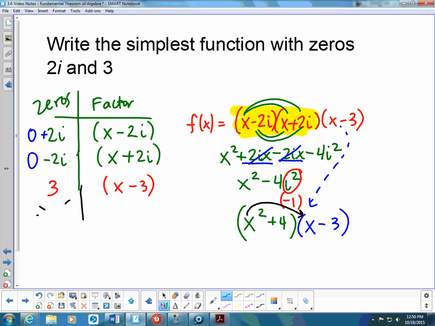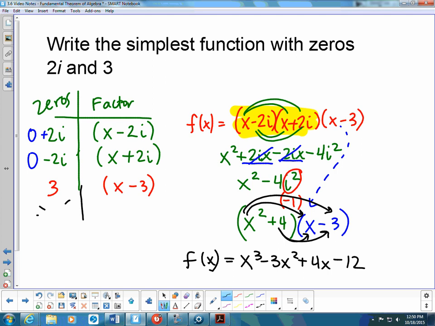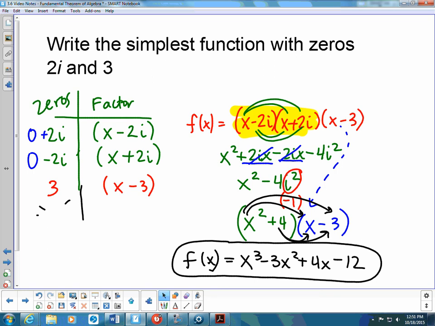But first times first will be x to the third. Outside times outside is minus 3x squared. Inside times inside, positive 4x. And last times last, negative 12. Again, all of the like terms are already collected in this case. No need to simplify. So our simplest polynomial will be f of x equals x to the third minus 3x squared plus 4x minus 12. Again, we know we have 3 zeros in this case. Although you were only given 2, you knew that imaginary had to have a conjugate pair.